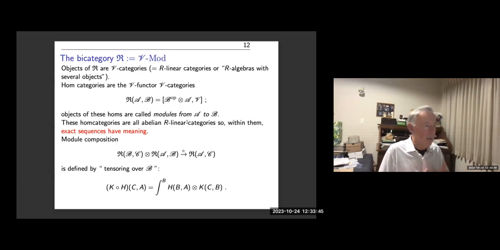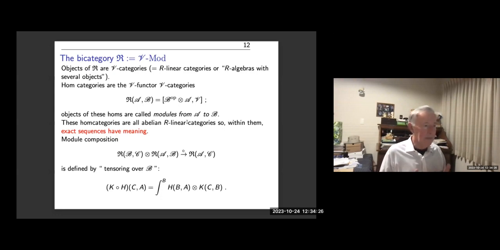So bicategories not only have objects and morphisms, they have their HOM category. They have HOM categories instead of HOM sets, and so the HOM category R(A,B) for A and B are V-categories is this functor category, the additive functors or the R-linear functors from B^op tensor A to V. So these are like left A, right B modules. So the B^op means that you're acting on the right with it and the A on the left.